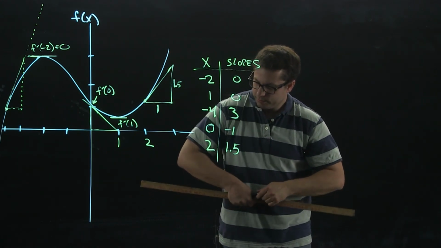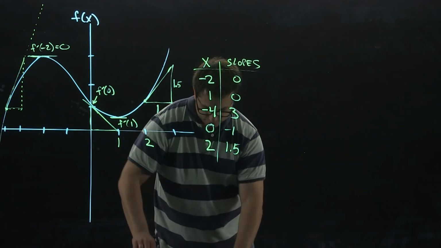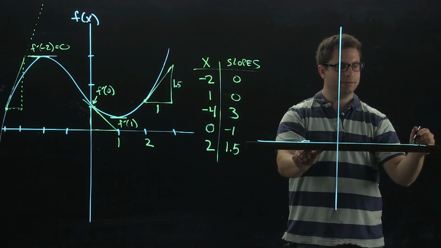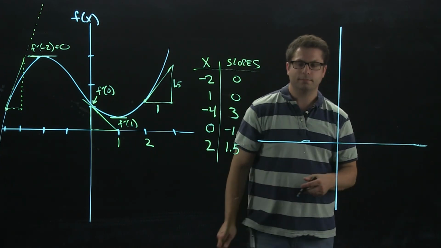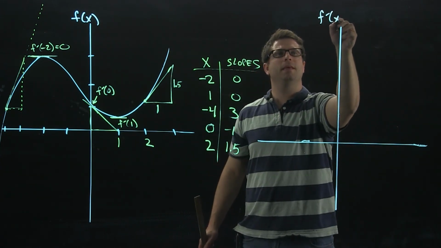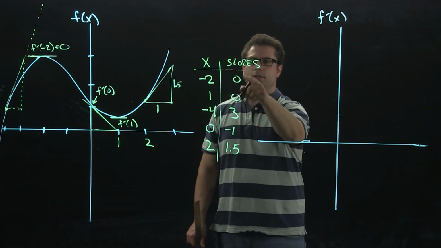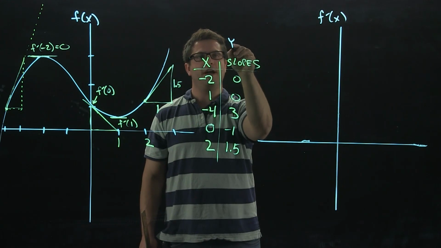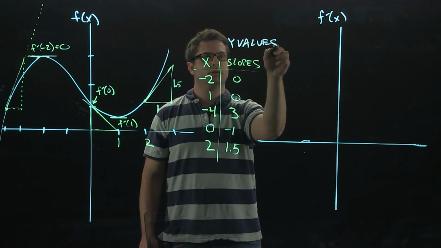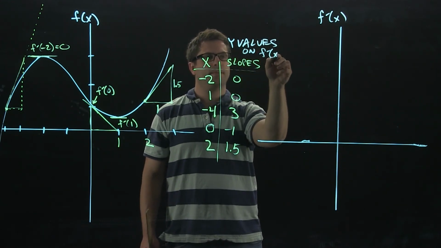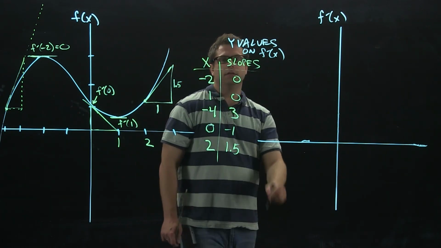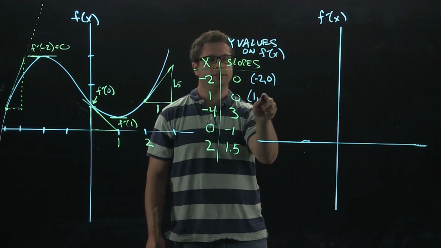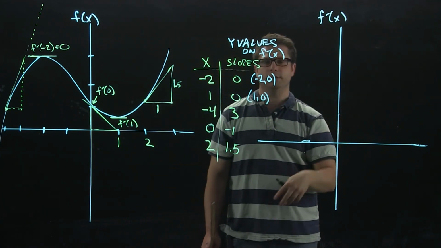we put up the x and y axes for that. Okay. So this will be our f prime. And so now instead of these being the slopes on f, they are now the y values on f prime. Okay. So we have the point -2, 0. We have the point 1, 0. So these are points now on the derivative.